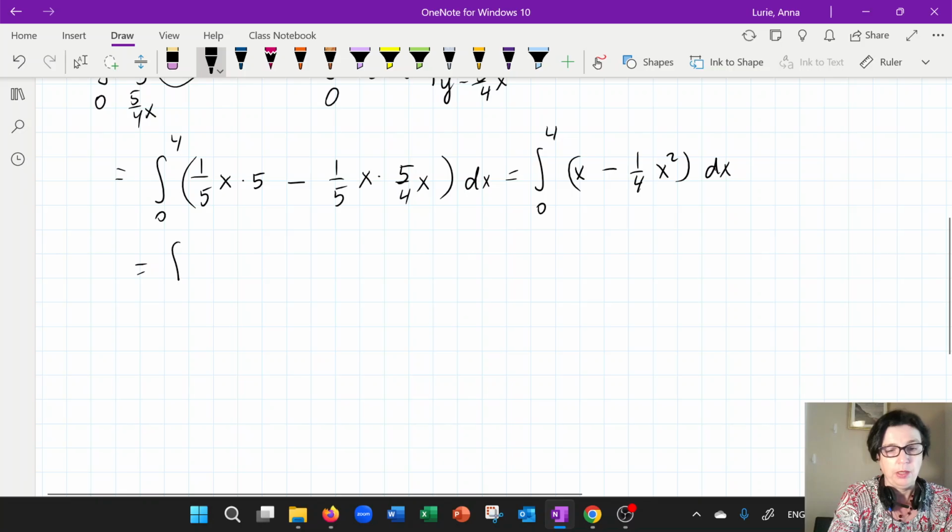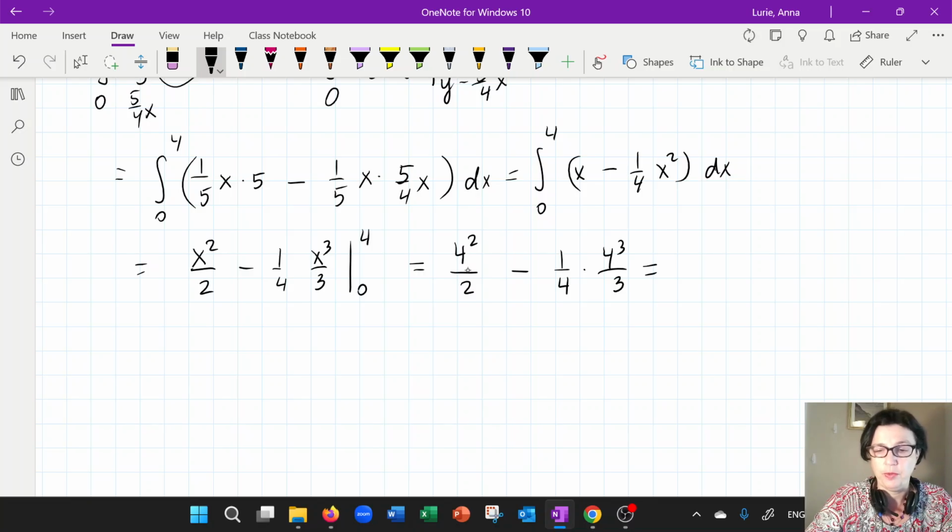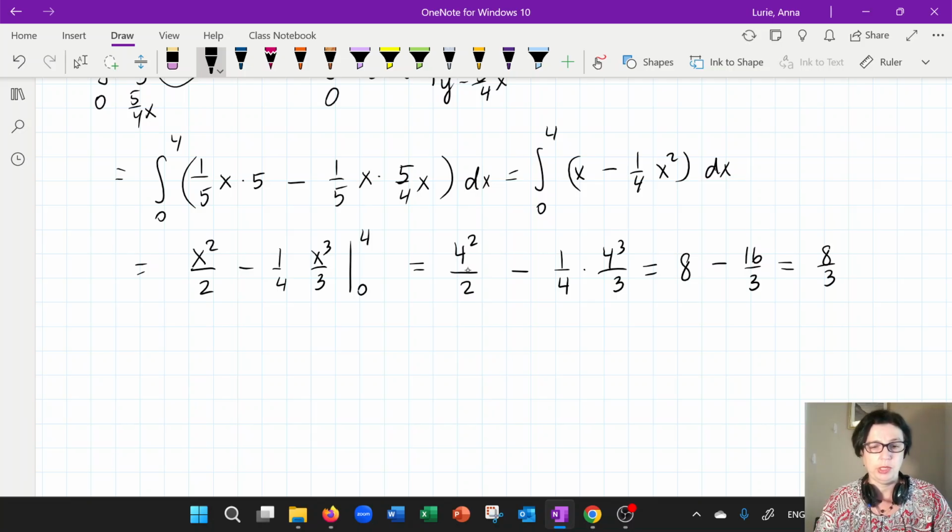So the integral of x is x squared divided by 2, and then x squared is x cubed divided by 3. I'm substituting 0 and 4. When I substitute 4, I get 4 squared over 2 minus 1/4 times 4 cubed over 3. So 4 squared is 16 over 2, that's 8. And then 4 cubed over 4, that's going to be 16 divided by 3. Okay, so this looks like this would be 24 minus 16 over 3. I think that would be 8/3, and we are done.